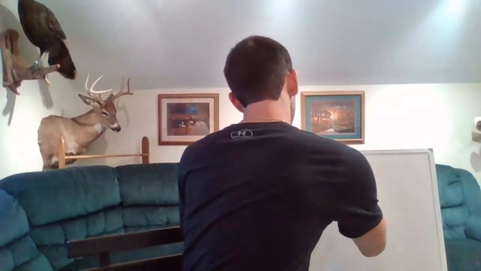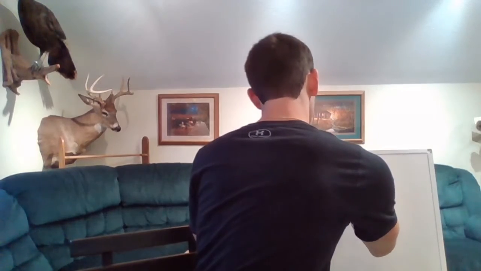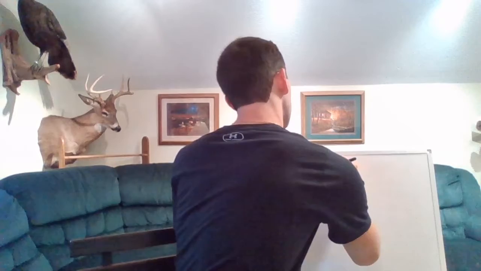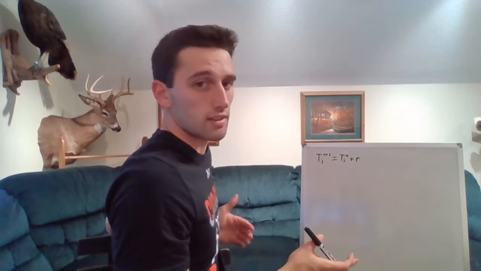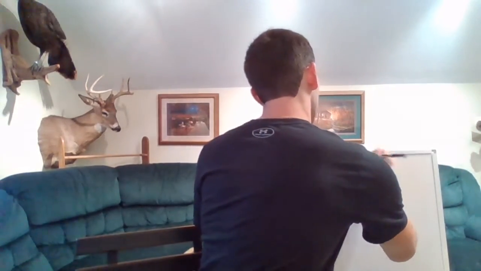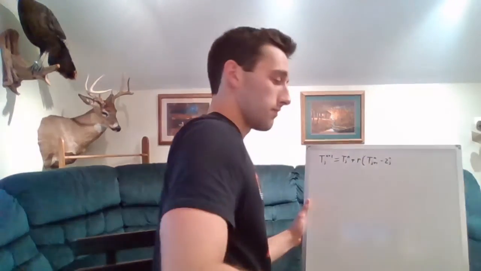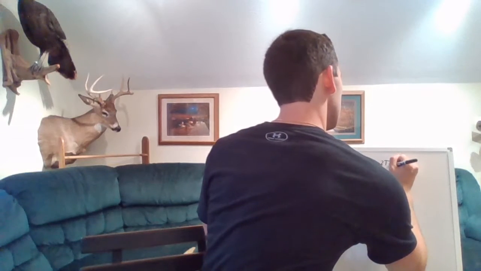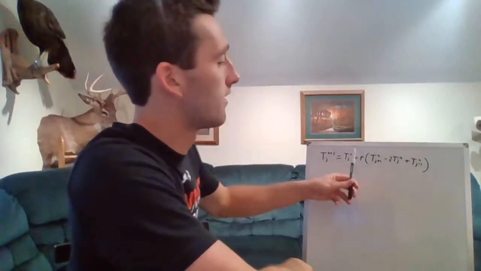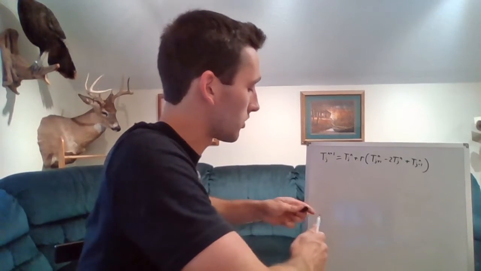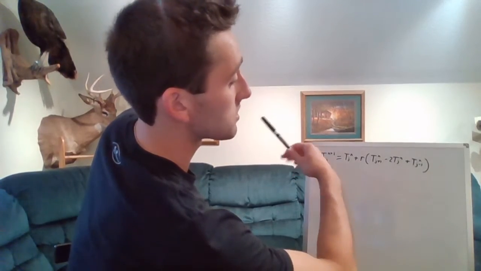So we have the equation T_j^(n+1) is equal to T_j^n plus r, in which again r was alpha times delta t over delta x squared, multiplied by T_(j+1) minus 2 T_j^n plus T_(j-1)^n. This is the temperature at the current position, current time, the upcoming position, current time, and the previous position, current time.